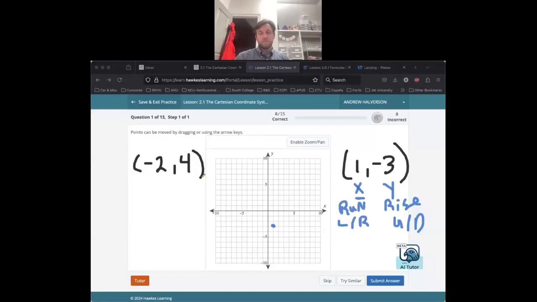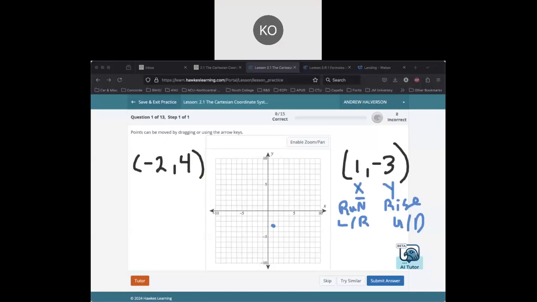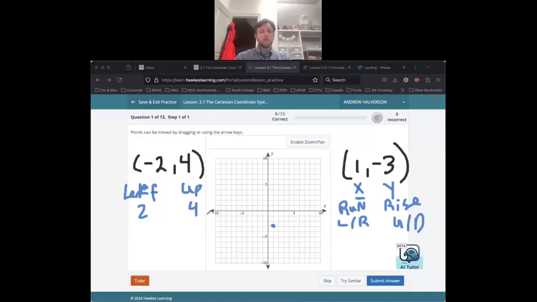From 0, you go to the left twice, and then you go up 4. Left 2, up 4, right. Negative means left, in the x it means left. So I go left 2, up 4, there's my dot. Left 2, up 4. So I'm going to put it right here. That's my dot, right there. So that's how it tells you.